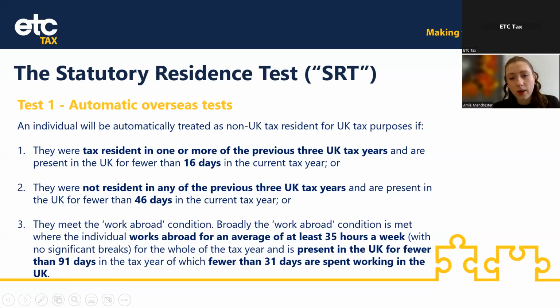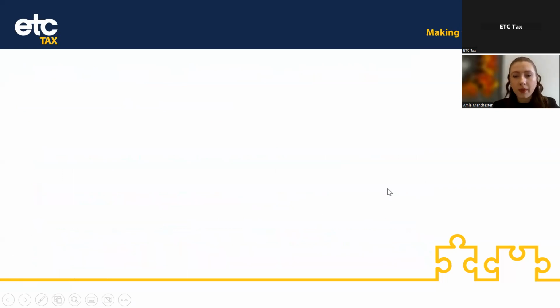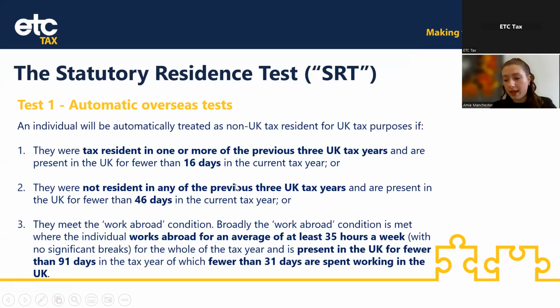The third test is quite complex. It's a complex calculation, which is set out in the legislation. And on one of the next slides, we'll be looking at more information on what is deemed as work for the purpose of the statutory residence test. Just a little bit more information on the third one. You'll note that no significant breaks are allowed. A significant break would be where the individual has 31 days where there have been no actual work days, not including annual leave or sickness, for example.